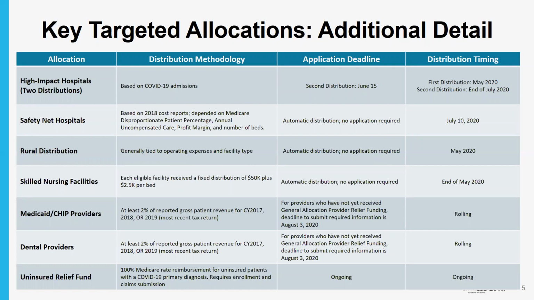And the expectation is that those distributions will be rolling as the applications are approved. And then the uninsured relief fund is also ongoing. That allows providers to get reimbursement at Medicare rates for COVID care. So that's where the patient has a primary diagnosis of COVID-19, unless the patient is pregnant, in which case the COVID diagnosis can be secondary.